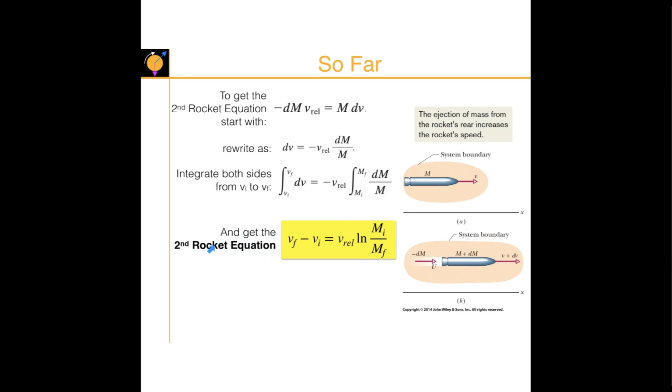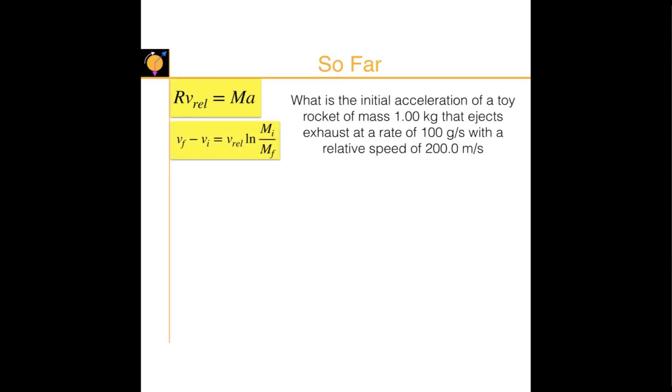And so this gives us the second rocket equation, which tells us we can calculate the change in velocity. It's going to depend on the relative speed between the rocket and the exhaust, times the natural logarithm of m initial over m final. So this is going to help us calculate the speed of the rocket if we know how much its mass changed by. So let's do some examples of this.